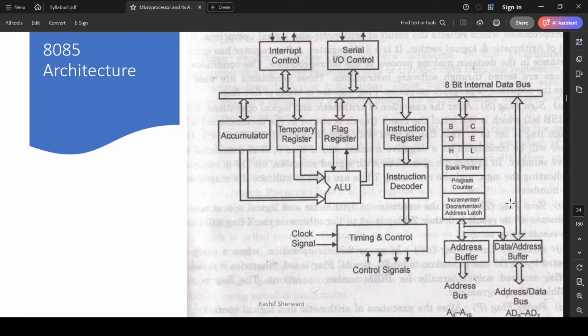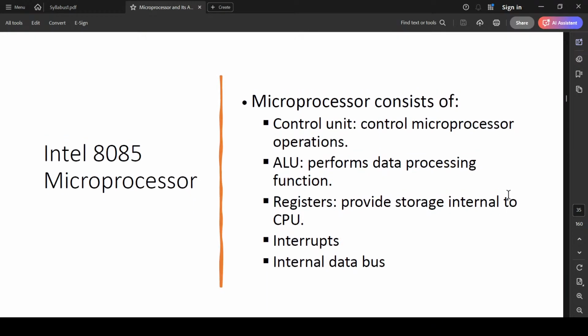The address buffer will interchange to A8 to A15, and the address or data buffer to A0 to A7, and it is changeable. Got it.